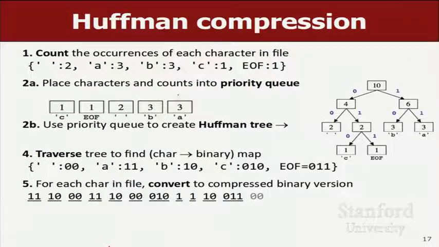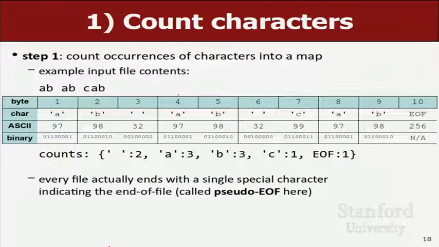Let's look at a couple of those steps in more detail. Count the characters, pretty easy to understand. If the entire contents of the file are the string shown, then you look at all the bytes of that and you count it up in a map. There's 2 spaces, there's 3 A's, there's 3 B's. You don't need a binary tree yet for this part. The only weird thing you do here is you insert one magical character at the end called an end-of-file character. You do that because you need to know when the file's data is done in the compressed stream. We'll talk about that in a second.